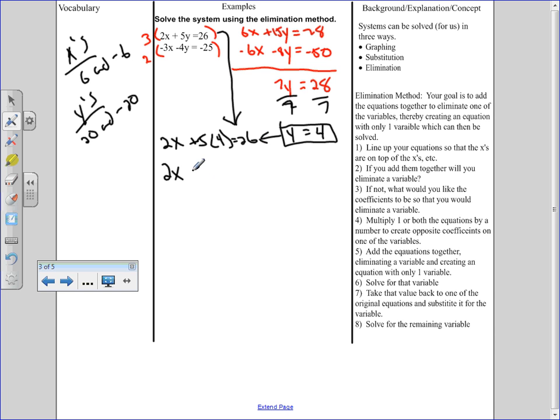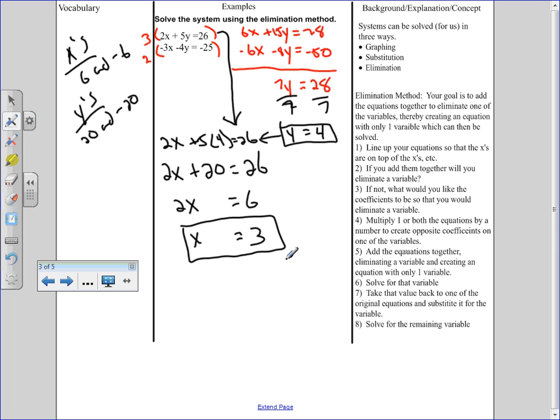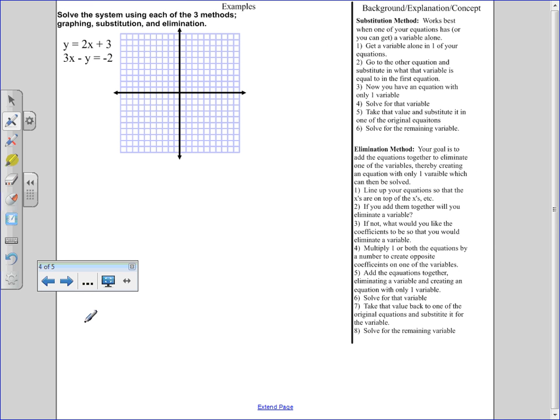And now I'm just going to solve that one. Well, I get 2x plus 20 equals 26. I get 2x equals 6. So I get x equals 3. So again, the solution to this system is x equals 3 and y equals 4, which of course would make both equations true.